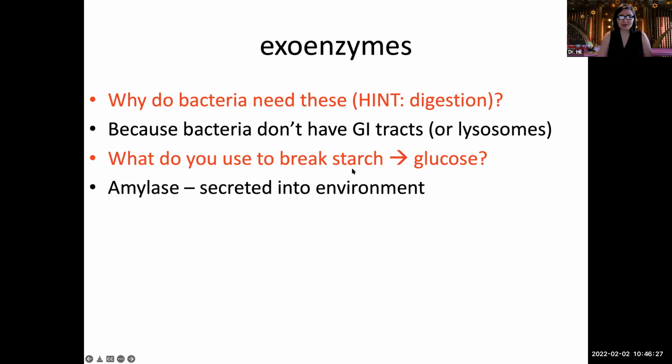Because bacteria don't have a mouth for saliva to be in, they don't have an intestine, they don't have a pancreas, they just make amylase and secrete it into their environment, and any starch in the environment will get broken down, and then those glucoses are now available for them to import one at a time.